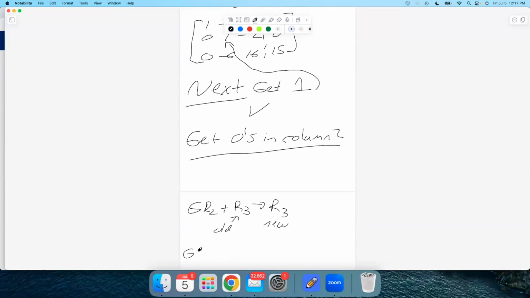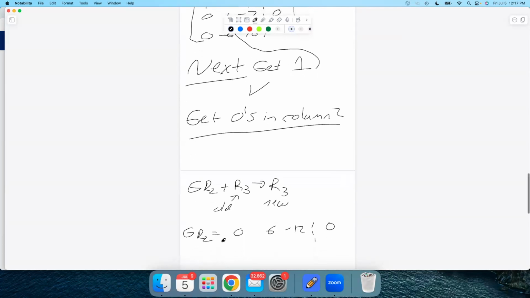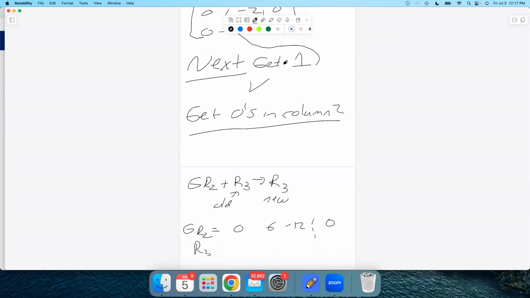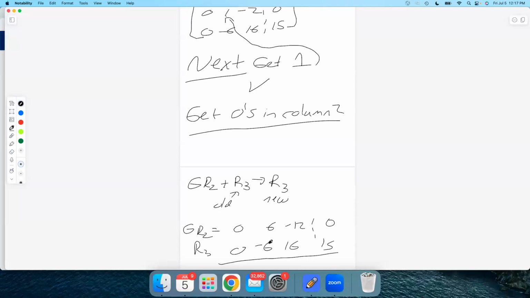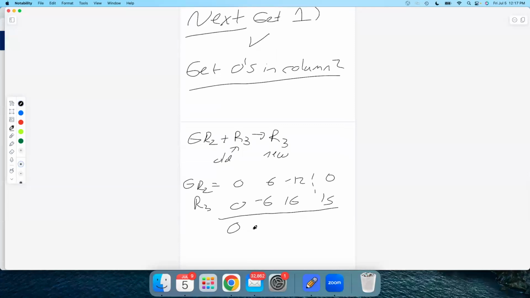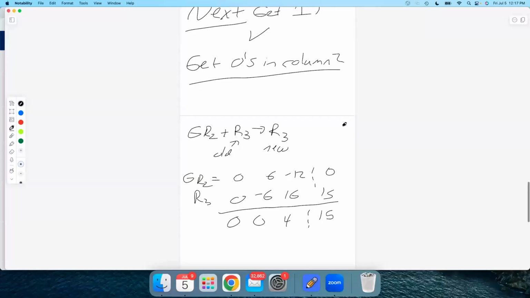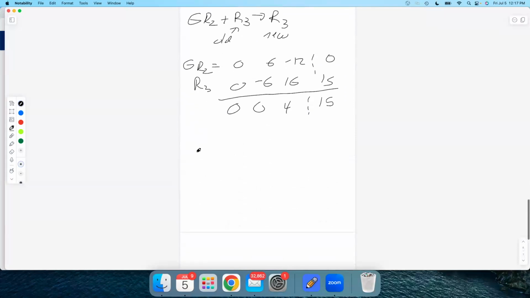Okay, so 6 times row 2 will be 0, 6, -12, 0. Old row 3 is 0, -6, 16, 15. We're just going to add straight down. The whole point here was to cancel out there. What do we get? We get 0, 0, 4, 15. Let me check and make sure. That is correct. Okay, now let's rewrite the whole matrix.